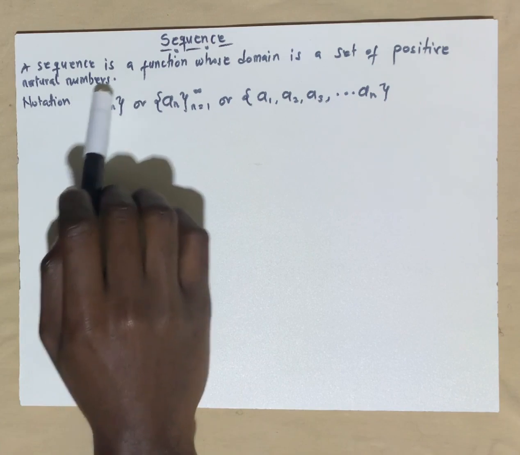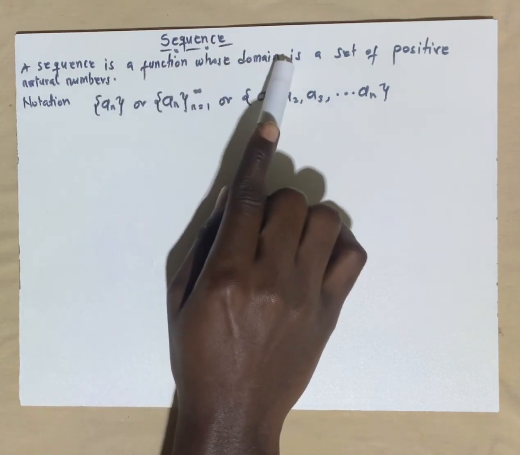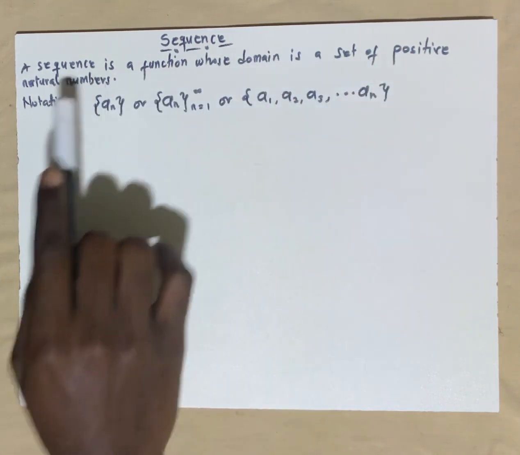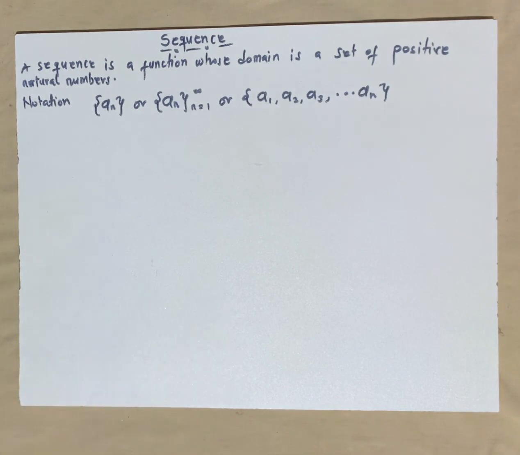A sequence is a function whose domain is a set of positive natural numbers, which means a sequence is an expression which has the ability to accept input and produce output. As it says, the domain is a set of positive numbers, which means the input has to start from 1 to infinity.